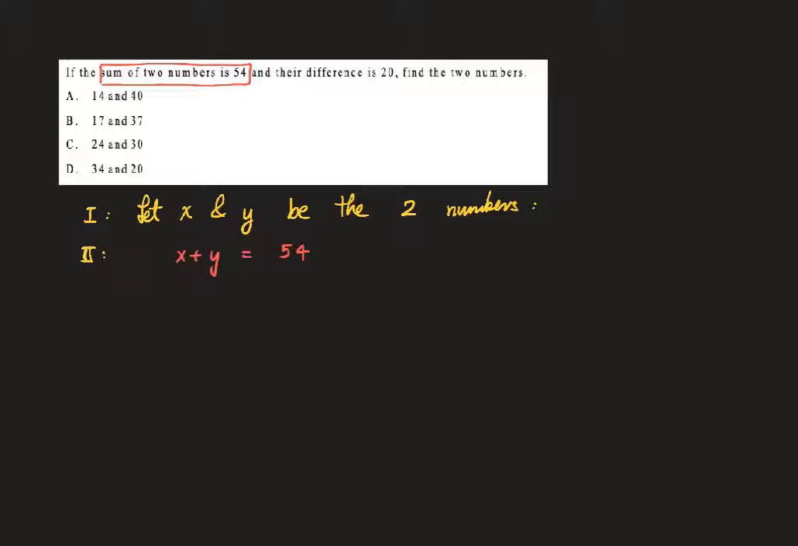And the second condition is the difference is 20. If I assume x is the largest number, then the second condition is x minus y is 20. This is the first equation. This is the second equation.